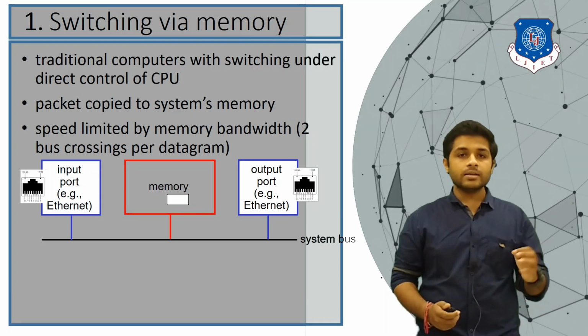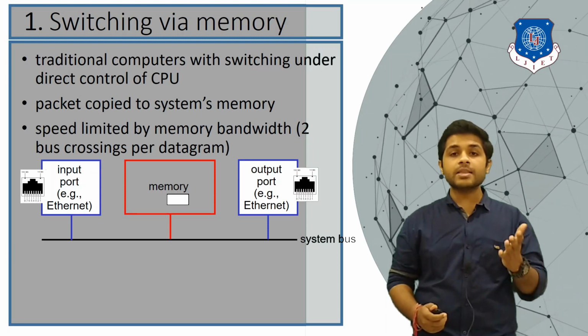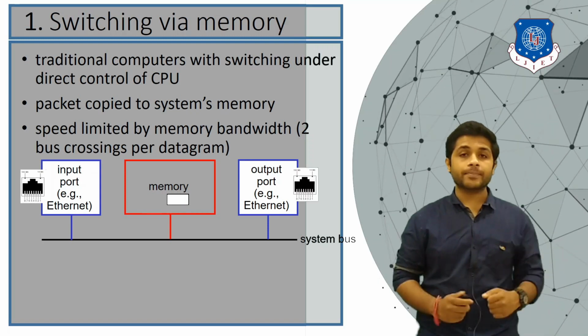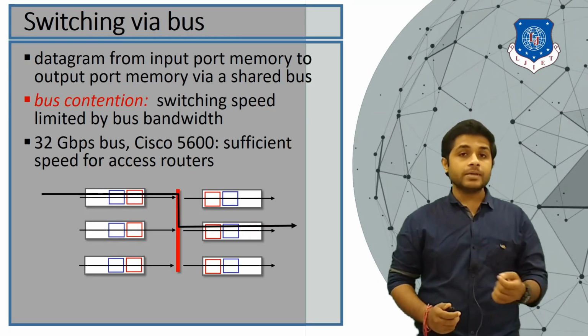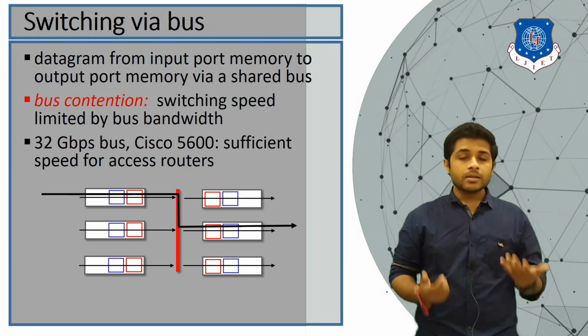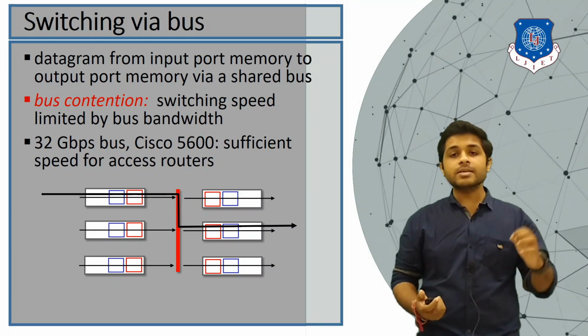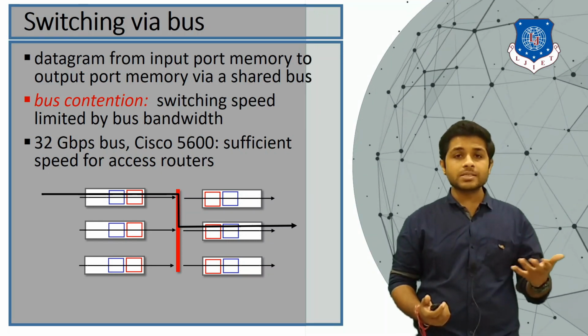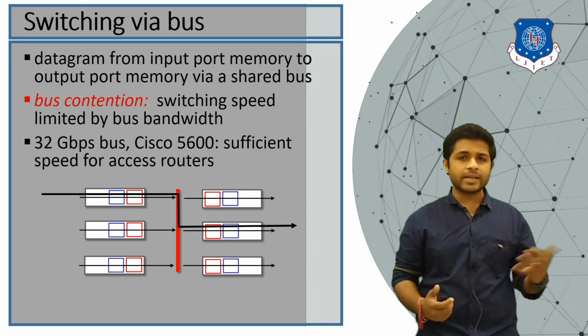So that is why it is said that the speed is limited by the memory bandwidth, meaning the speed of the reading and writing. The next type is the switching via bus. Now what is a bus? A bus is simply a group of wires. So the size of the bus can be 8 bits, 16 bits, etc.